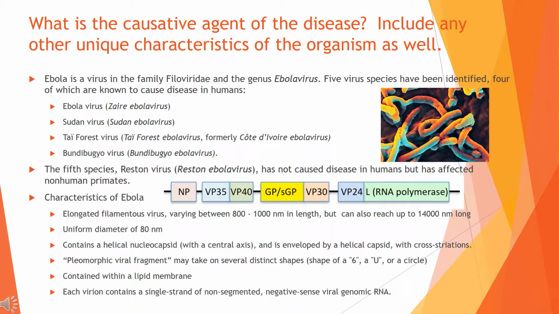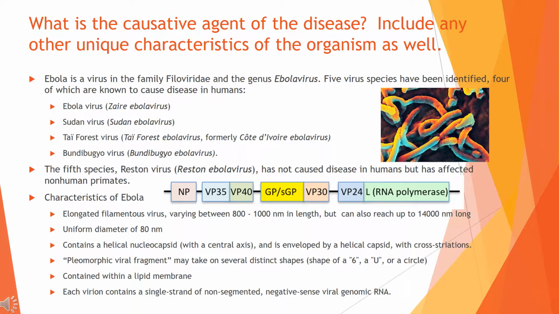Ebola is a virus in the family Filoviridae and the genus Ebola virus. 5 virus species have been identified, 4 of which are known to cause disease in humans. The 4 species that cause disease in humans are Ebola virus, Sudan virus, Thai forest virus, and Bundibugyo virus. The 5th species is Reston virus, and that virus has not caused disease in humans, but is known to have affected non-human primates.